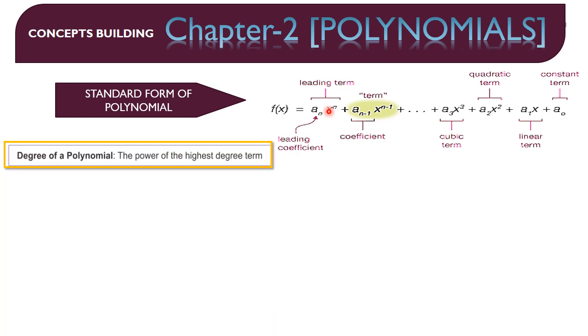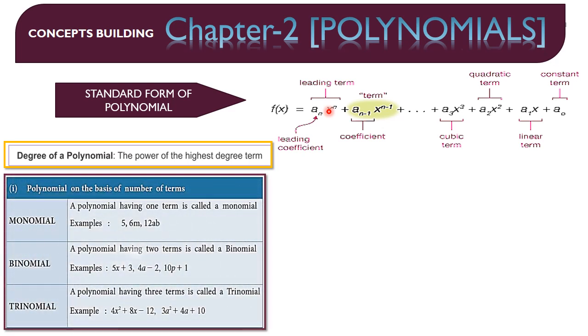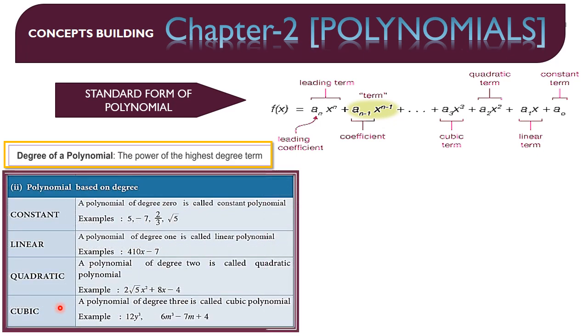Next is degree. The highest power of the variable is known as its degree. Now the polynomial classification based on terms. As we know, we have 3 types, that is monomial, binomial and trinomial, which you have already studied in earlier classes as well. But in this class, we'll study the classification of polynomials based on degree. So the very first one is the constant polynomial. A polynomial with degree 0 is said to be a constant polynomial, and a times x raised to the power 0 is the standard form where a is not equal to 0.